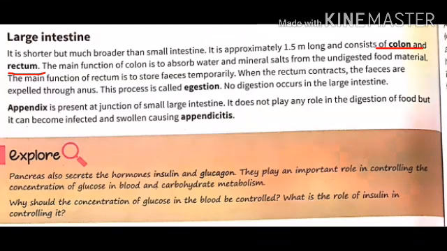Now what is the function of colon and rectum here? The main function of the colon is to absorb water and mineral salts from the undigested food material. And the main function of the rectum is to store feces temporarily. And when the rectum contracts, the feces are expelled through the anus. This process is known as egestion. And no digestion occurs in the large intestine.